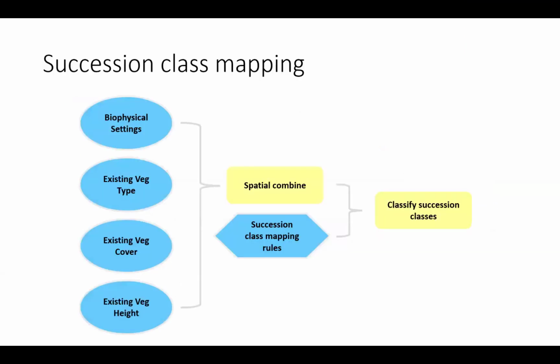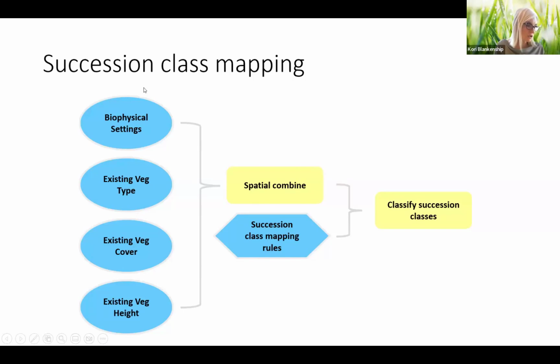If you drill in on succession class, what that is and how it's mapped is through a spatial combine of various layers. You take your biophysical setting and you spatially overlay it with the existing vegetation type, cover, and height. And when you've done that spatial combine, you can then apply a set of succession class mapping rules to classify those succession classes. So this is the process of succession class mapping.